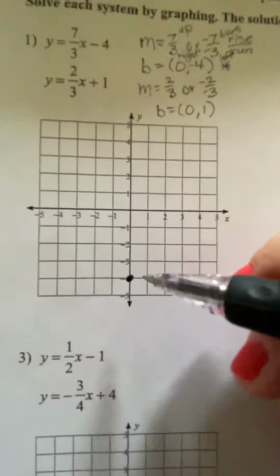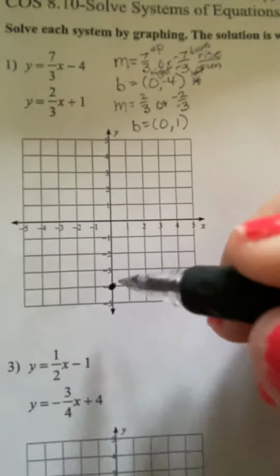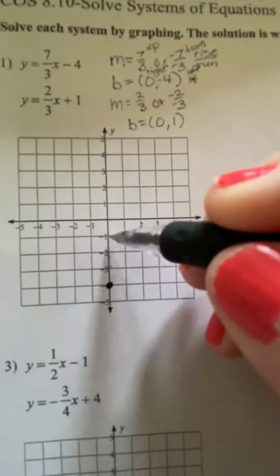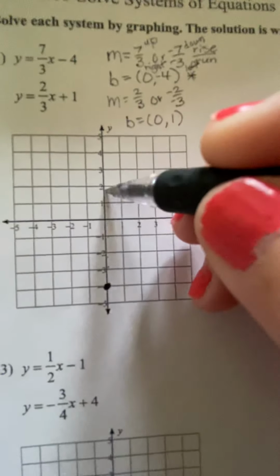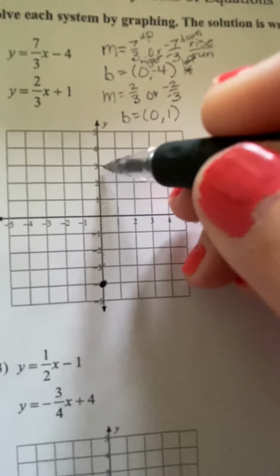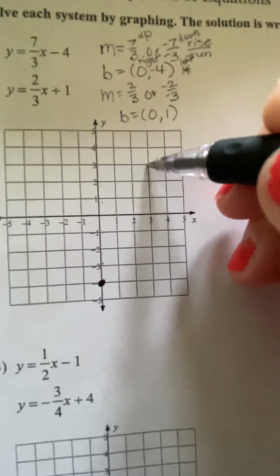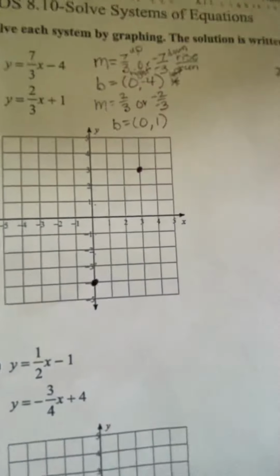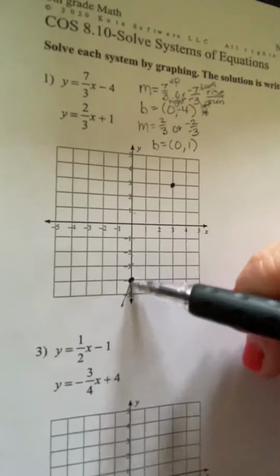So I go back to my y-intercept, and I go up 7: 1, 2, 3, 4, 5, 6, 7, and I go to the right 1, 2, 3. And then I'm going to roughly draw that line.